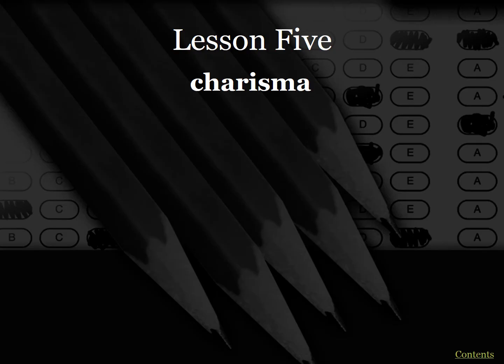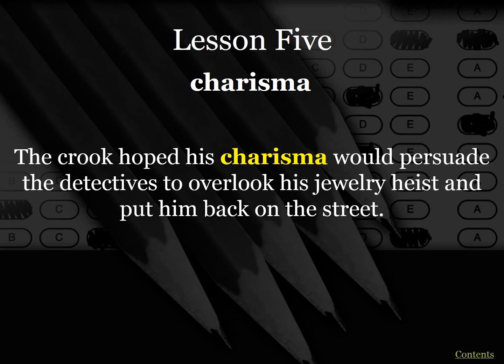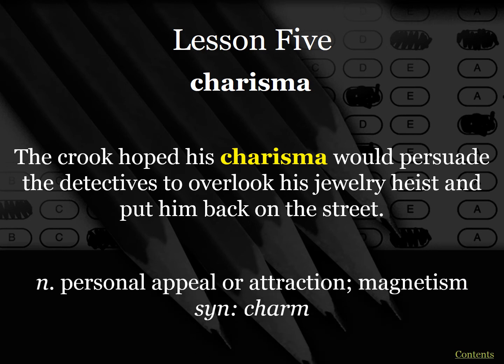Our next word is charisma. The crook hoped his charisma would persuade the detectives to overlook his jewelry heist, meaning he stole some jewelry, and put him back on the street. Think of the word charm to help you figure out what this means. It is a noun. I know that seems odd, but it's like an idea. Personal appeal or attraction, magnetism, charm. Again, think of the word charm.